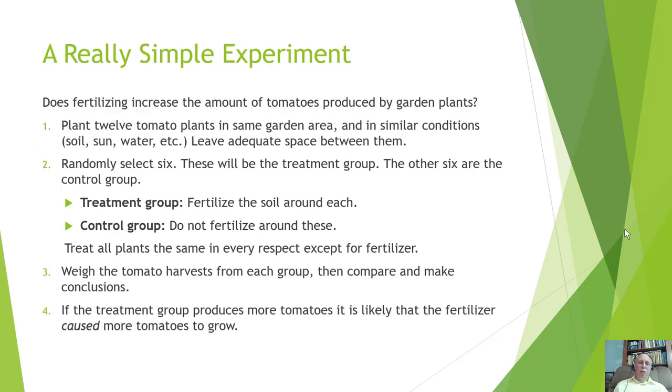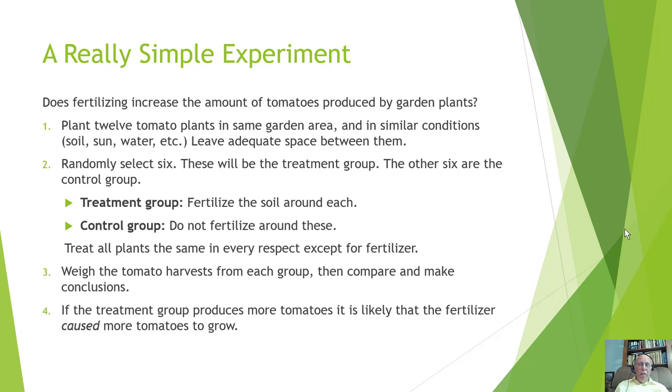Let me give you an example of a really simple experiment. Suppose we want to know this. Does fertilizing increase the amount of tomatoes produced by garden plants? Well, in order to answer that question, maybe we decide to choose 12 tomato plants in the same garden area and growing in similar conditions. So soil, sun, water, things like that are all about the same for each of those 12 plants. And furthermore, there has to be a reasonable distance between them so that what we do to one plant doesn't directly affect what we do to the other.